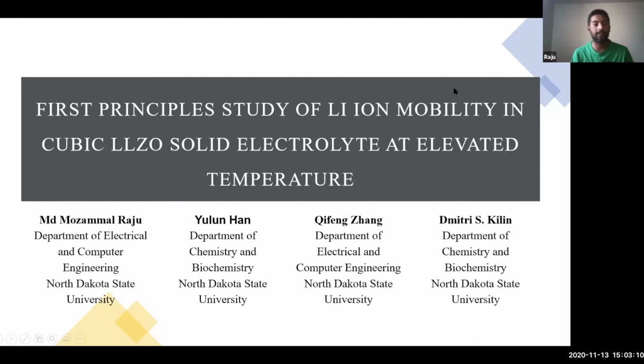The title of my presentation of my paper is a first principles study of lithium-ion mobility in cubic LLZO solid electrolyte at elevated temperature, because we used temperatures of more than 750 Kelvin.